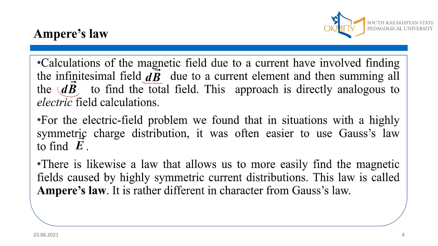For the electric field problem, we found that in situations with a highly symmetric charge distribution, it was often easier to use Gauss' law to find the electric field. So there is likewise a law that allows us to more easily find the magnetic fields caused by highly symmetric current distributions, and this law is called Ampere's law. It is rather different in character from Gauss' law.